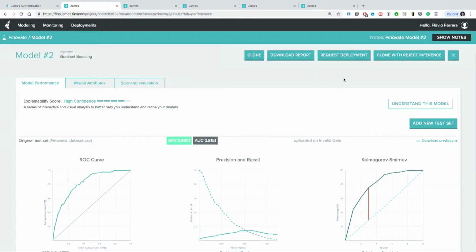And this is how the future of lending should be. Machines and risk officers using data and expertise together, using AI to create the best credit scoring models that you can.